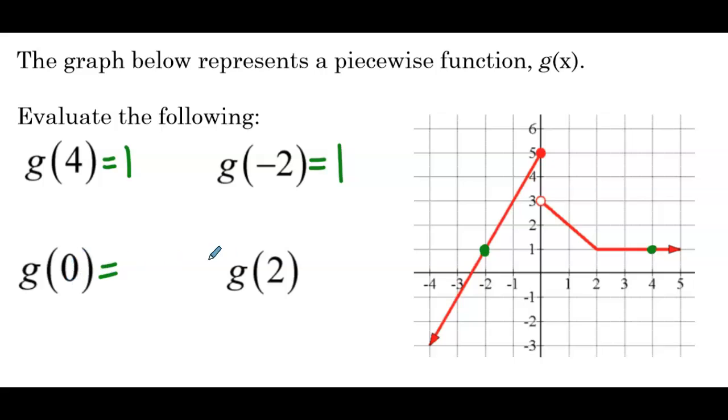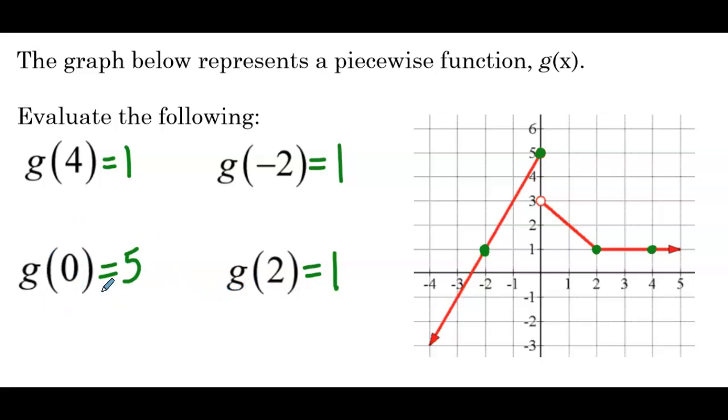G of 0, so we input 0, we go up to the defined point, not the open point, the defined point, and we see that our output's going to be 5. And g of 2, so we go to x equals 2, we go up to the function, and the output's positive 1. Now it just is a coincidence that 3 of our outputs were 1 here, based on what the graph they gave us was.